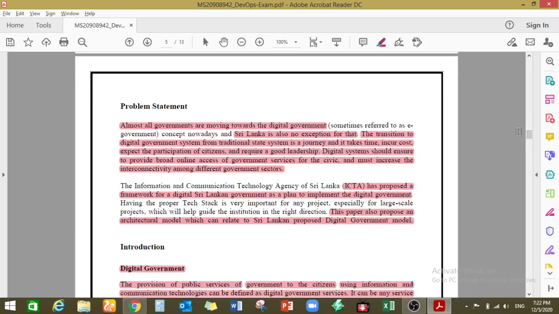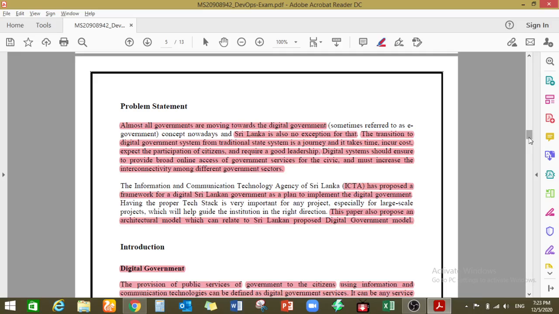This is the problem statement. Almost all governments are moving towards digital government, sometimes called e-government, and Sri Lanka is also no exception. This transition from a traditional system to a digital government system is a kind of journey, and it takes time and cost, and it expects the participation of the citizens, and also requires good leadership.